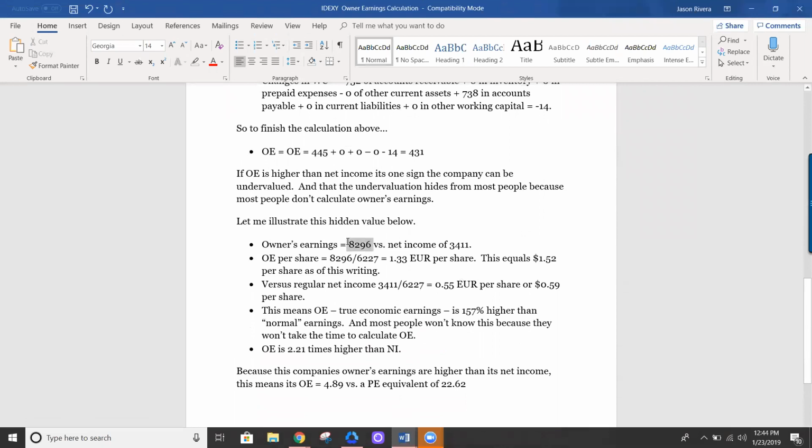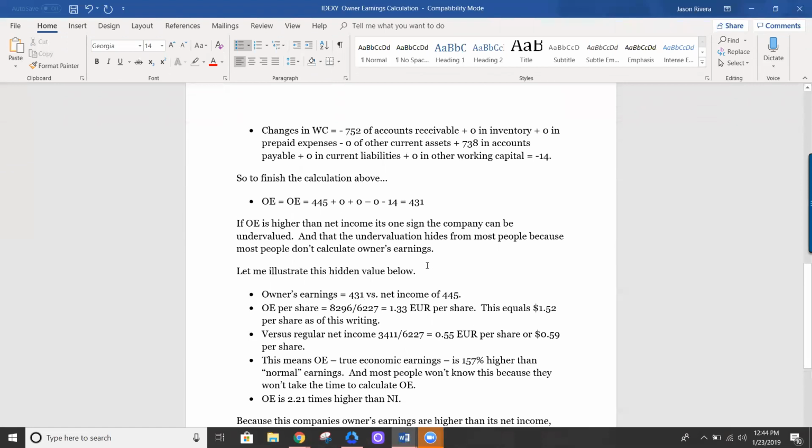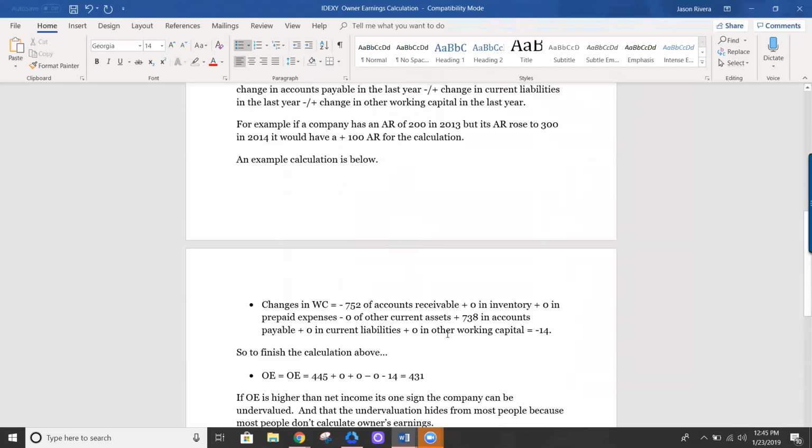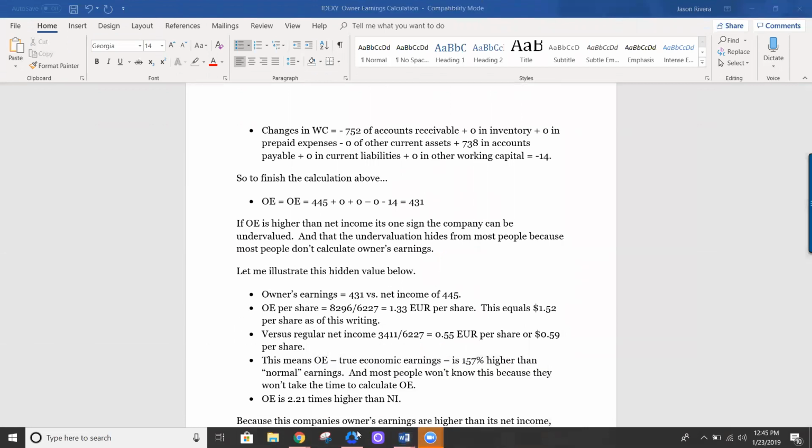But I want to illustrate something down here. So 431 versus 445. Actually, we'll just move on. I'll illustrate this for the next company. Do you guys have a hard asset company you'd want to look at? If not, I have one in my mind that I own that we can look at and do an actual owner's earnings analysis on it.